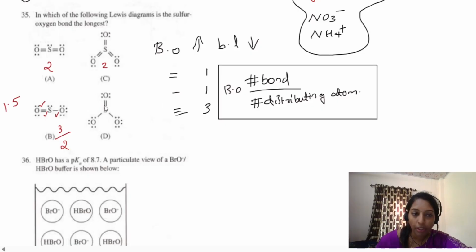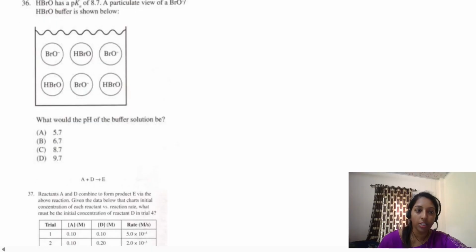And here what is happening? 1, 2, 3, 4. 4 over 3 only. So 1.3, I think. Yes. So what do they need? Longest bond length. Longest bond length means lowest bond order. So definitely you can go with the D. Okay. Right.